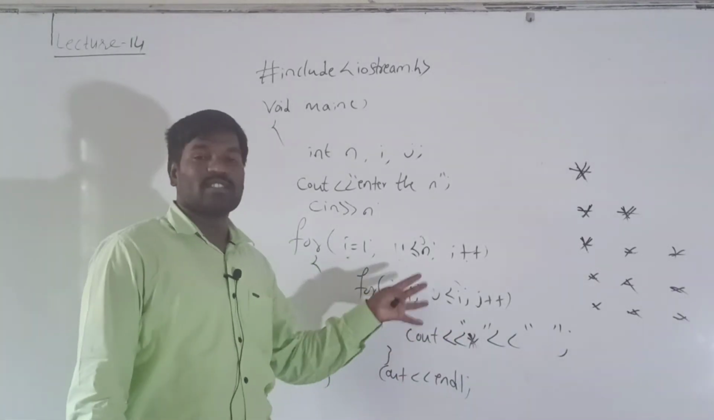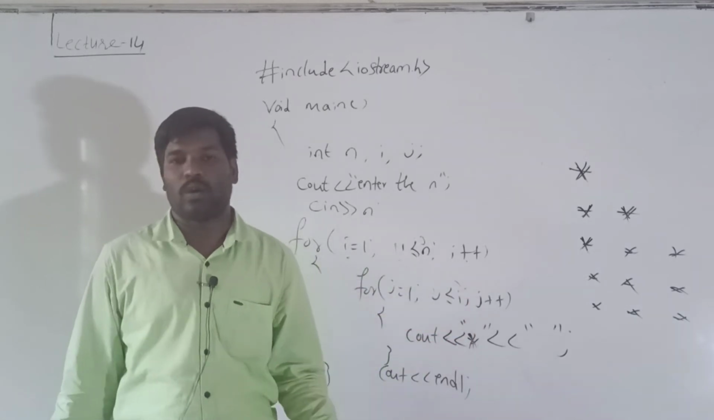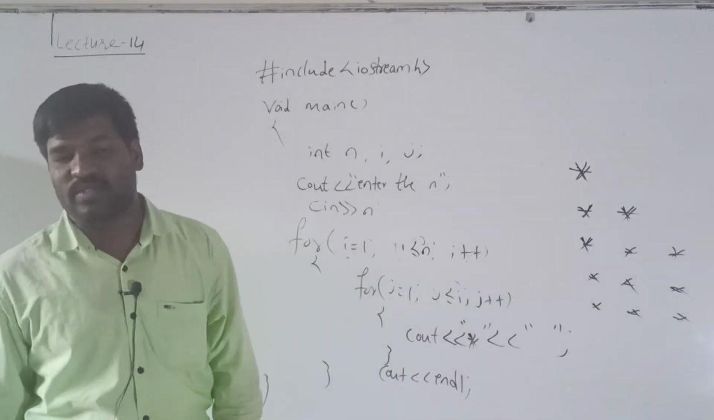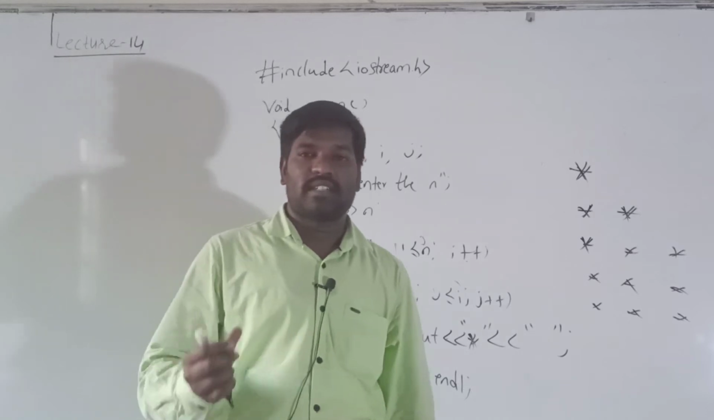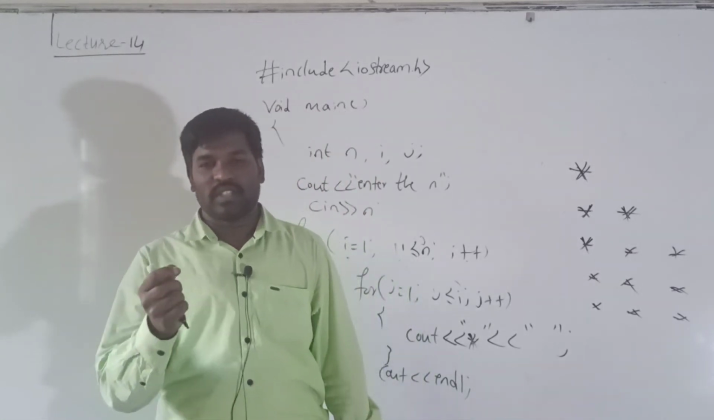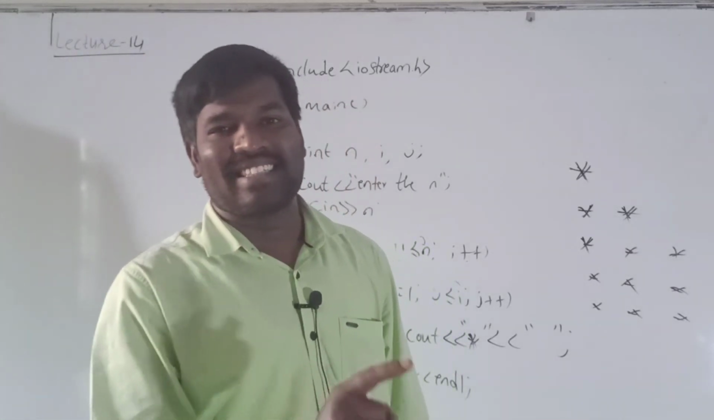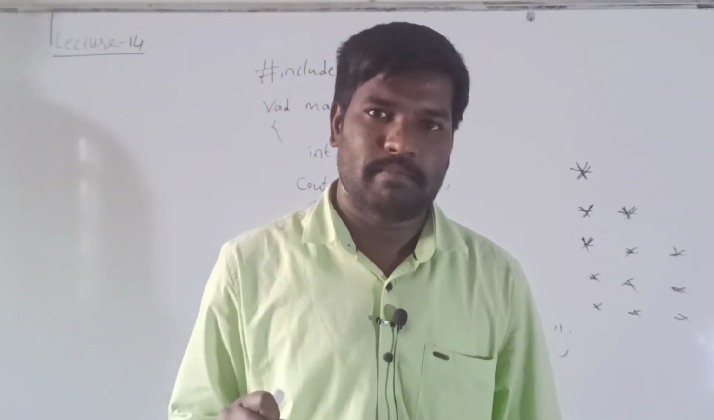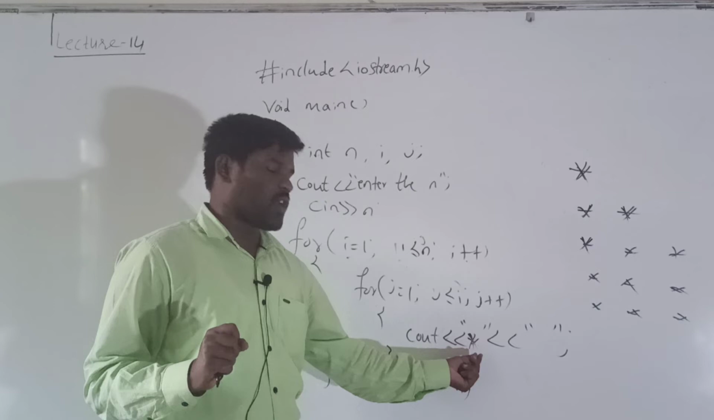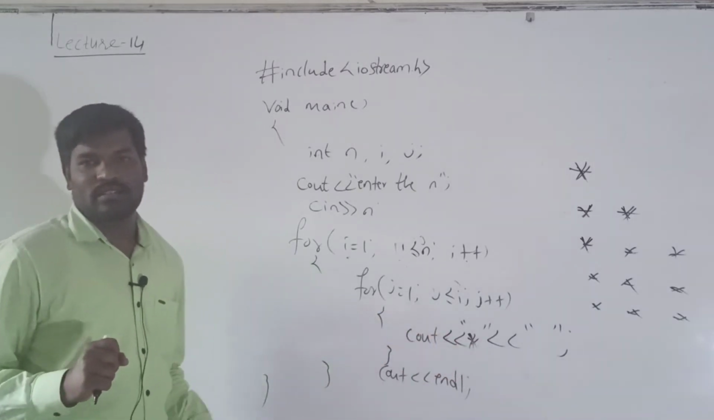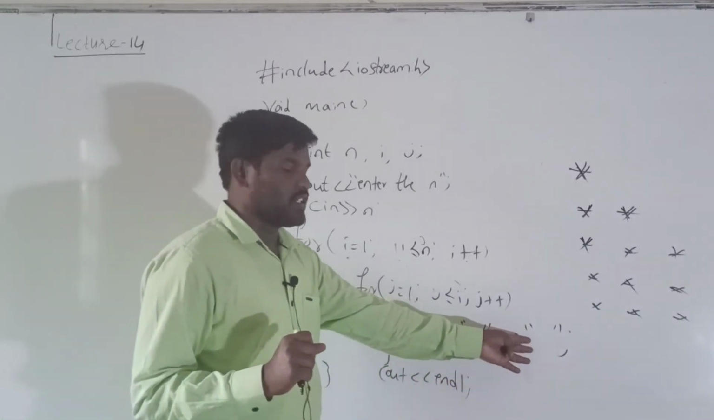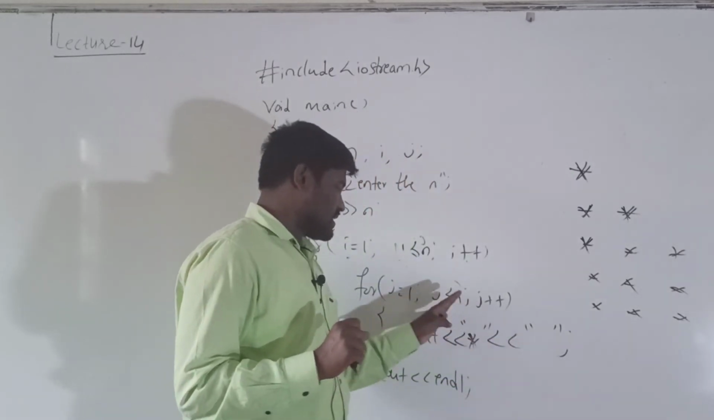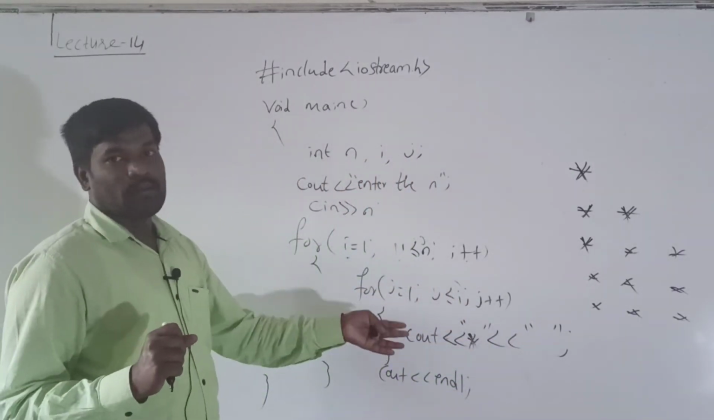So cout is used to print values or messages. Whatever text we put within the double quotes, as it is, it will be displayed on the monitor. Here double quote of star means every time it will print a star. After printing the star, it will leave some space. When the condition becomes false, it will come to the next line.